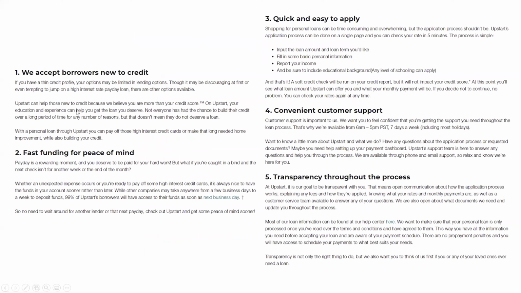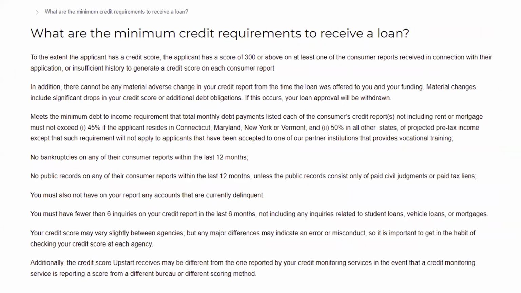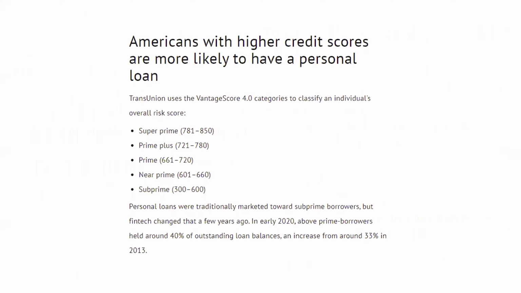Okay, now these are the 5 plus selling points that Upstart provides. The first one, which I want to bring attention to, is that we accept borrowers new to credit, because not everyone has a credit score. If you are new to it, if you don't have a credit score, Upstart welcomes you. So this goes in line with whatever I have talked about on the minimum credit score, as well as showing you the different categories of credit risk.